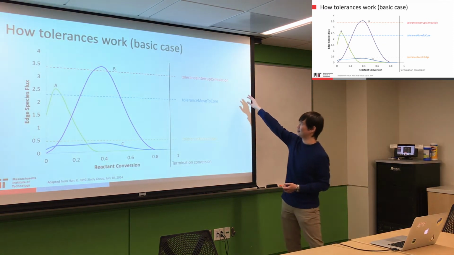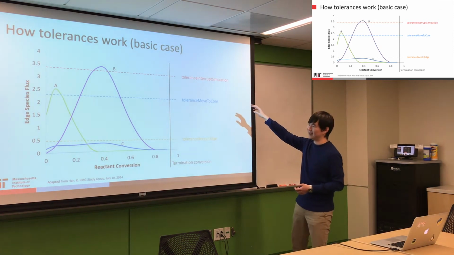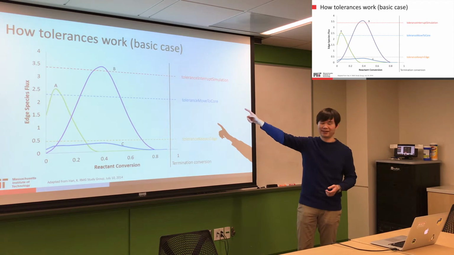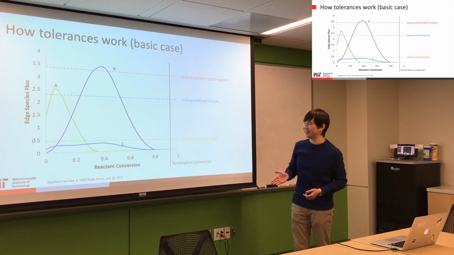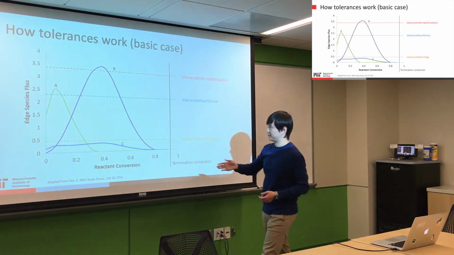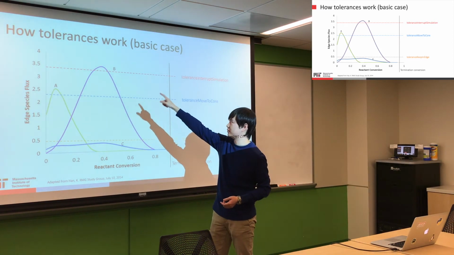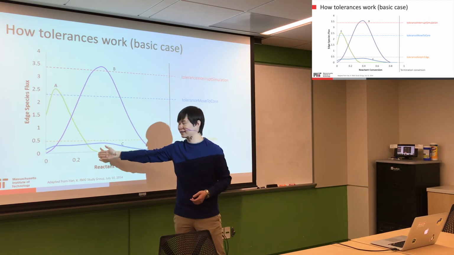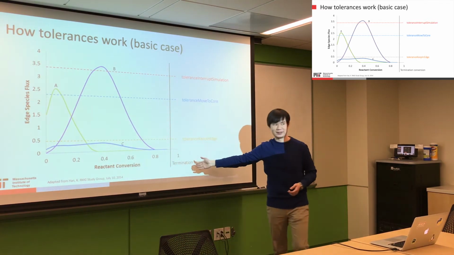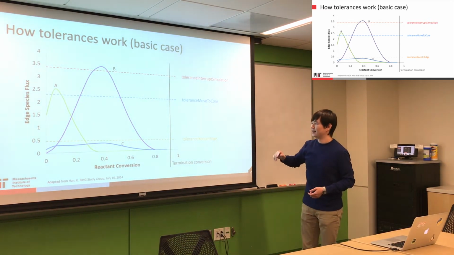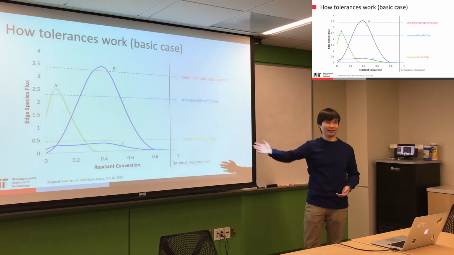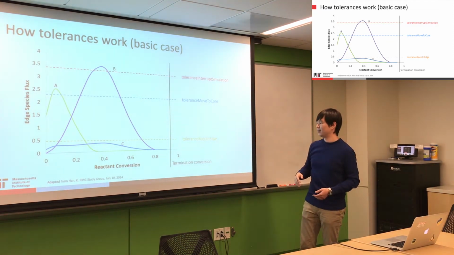If you have this tolerance interrupt simulation, then the moment any flux passes that tolerance, we'll stop the simulation. So in this case, if the flux to species B passes that tolerance, we will end the simulation here instead of going all the way to the termination conversion. The main reason why you might want that is just to save a bit of time and not simulate the rest of the system.